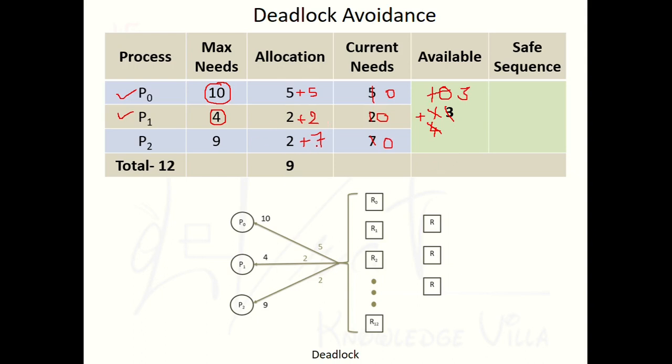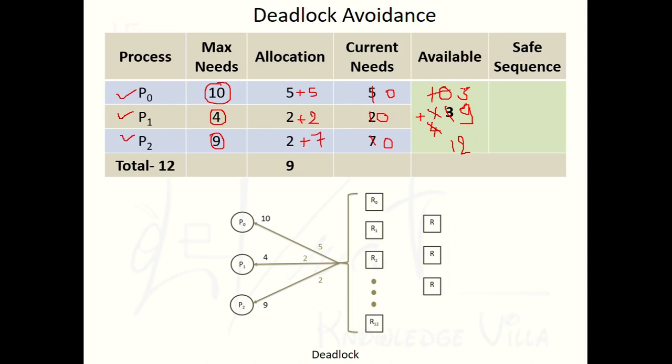Now P2 gets all 9 resources. So after some time P2 will complete its execution. So these 9 resources become free. So total 3 plus 9, we have all 12 resources free and all processes complete their execution.